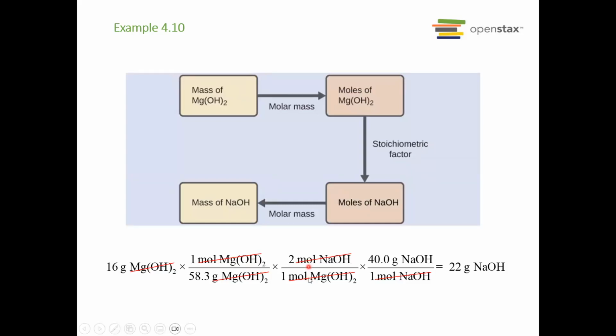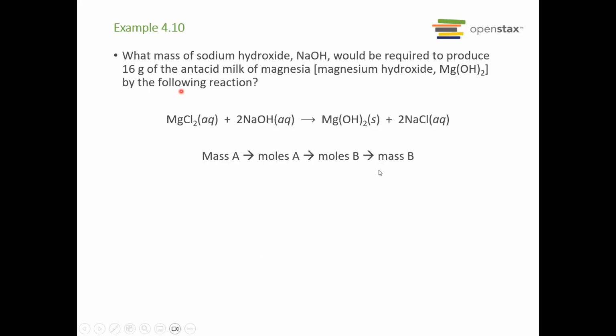So now we use the balanced coefficient here. 1 mole of magnesium hydroxide on the bottom, 2 moles of sodium hydroxide on top. And that's just, again, coming from this balanced reaction. So that's going to be why the balanced chemical equation is so important.